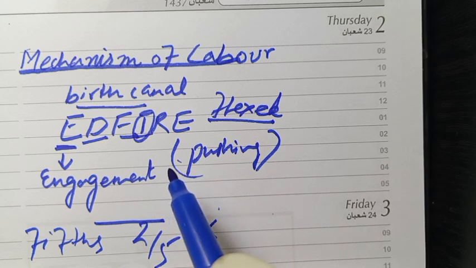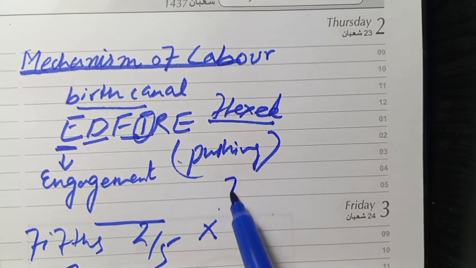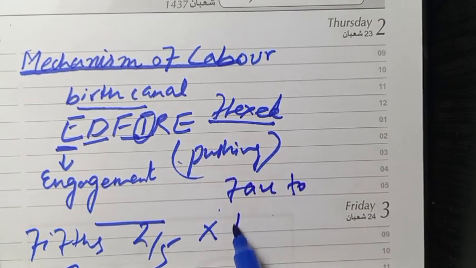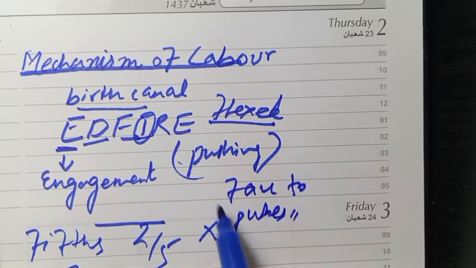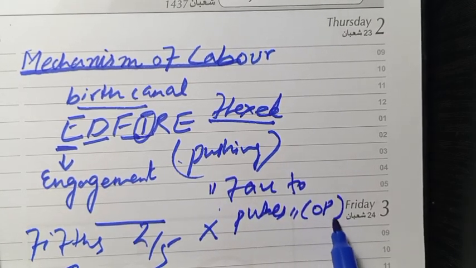This long internal rotation may explain the increased duration of labor associated with OP position. Alternatively, an OP position may persist, resulting in face to pubes delivery, which occurs in OP diameter.